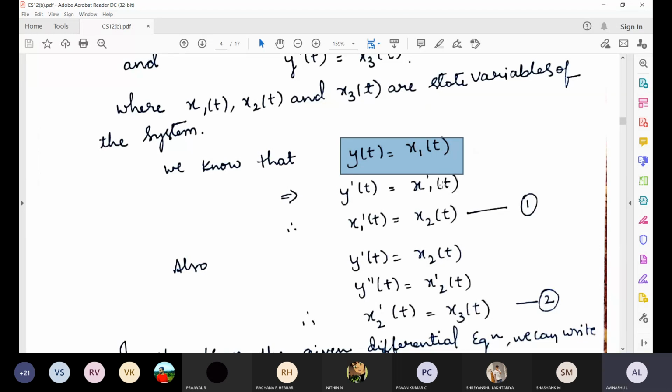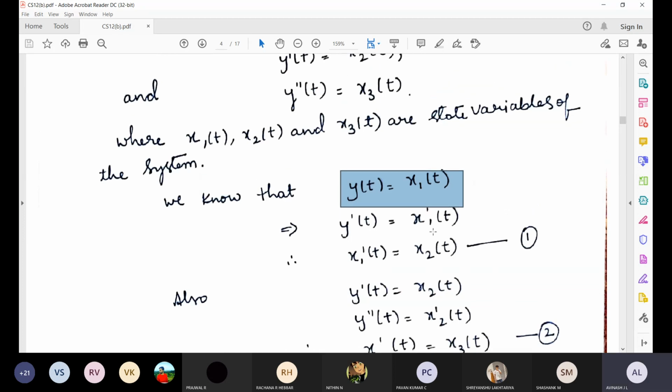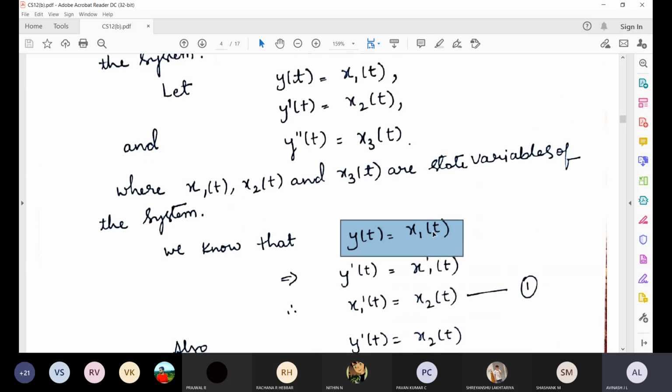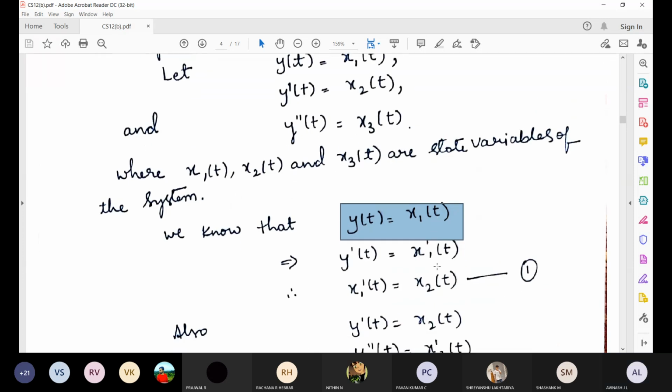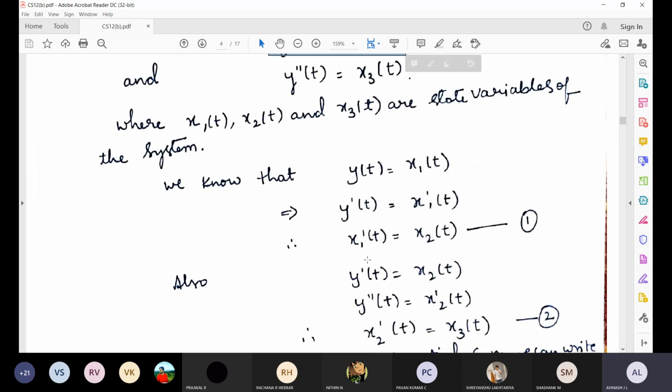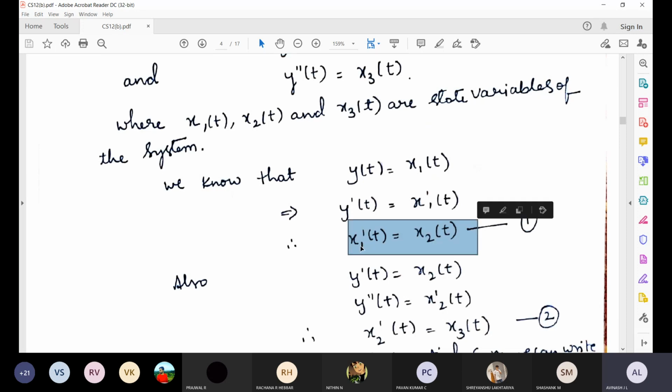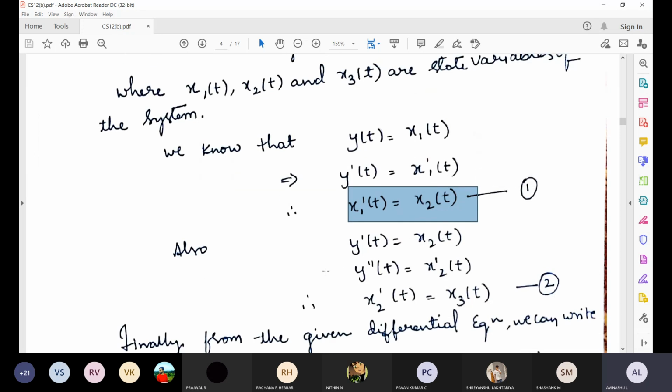So x1 dash of t will be equal to x2 of t. Since x1 dash of t equals y dash of t, and y dash of t equals x2 of t, therefore x1 dash of t will be equal to x2 of t.